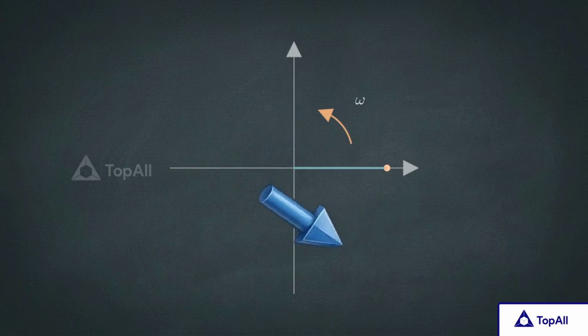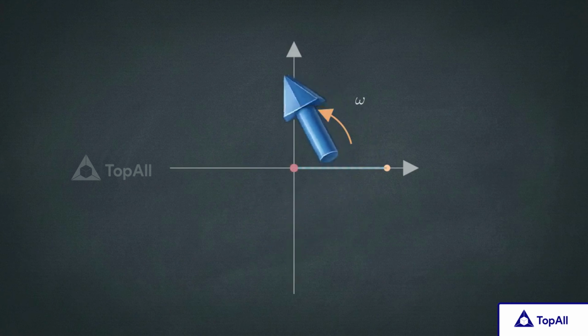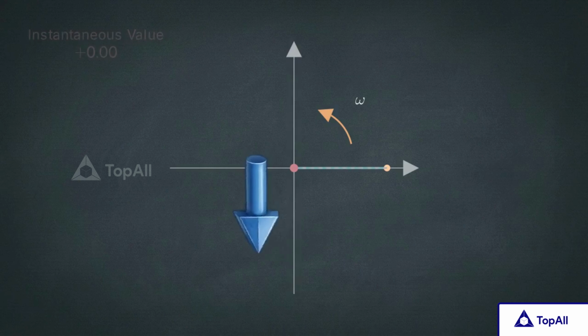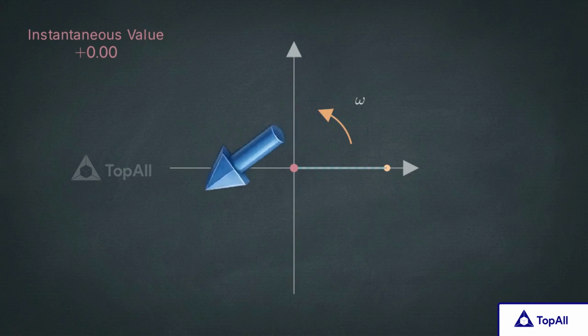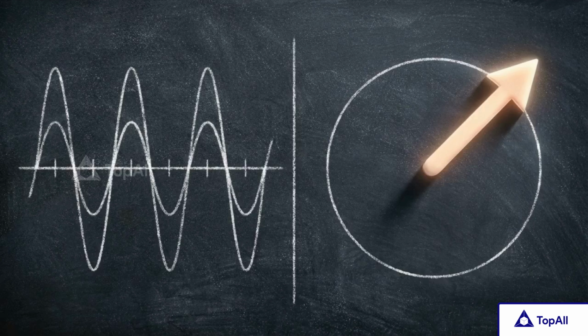The most important part is the vertical projection, the shadow the arrow casts on the y-axis. As the arrow rotates, the height of that shadow gives us the instantaneous value of the current at any given millisecond. By representing a wave as a rotating arrow, we've translated a complex, changing flow of time into a simple relationship between length and angle.